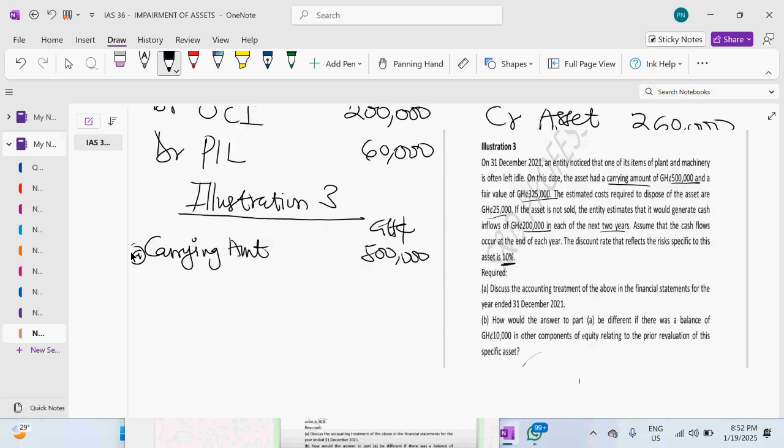All right. So now that we know our carrying amount, we have to compare this carrying amount to the recoverable amount. So what is the recoverable amount? The recoverable amount is the higher of the net realizable value and the value in use.